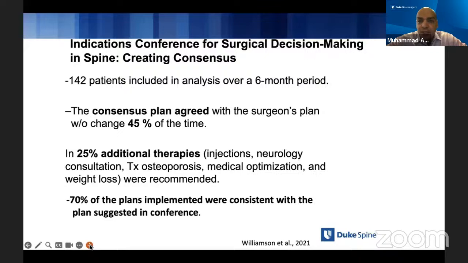And then really importantly, we looked back and we saw that at least 70% of the time, whatever the consensus was, was done by the surgeon.